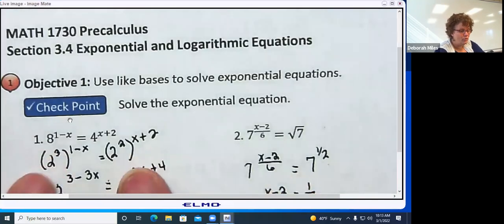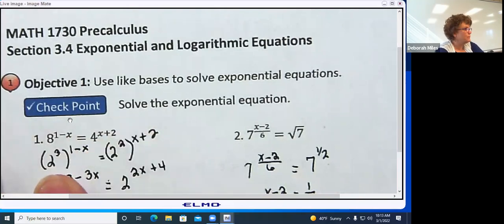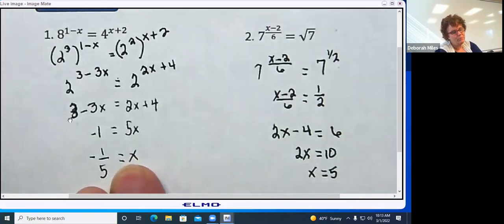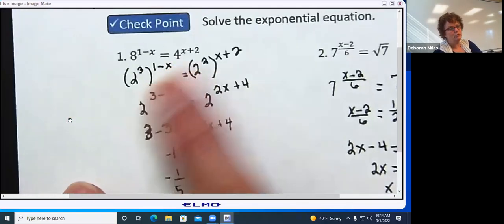I could have, on number 1, taken the natural log of both sides, brought the exponents out front, worked and worked and worked. But as soon as I came up with this fraction for an answer, I would have gone, oh, I didn't need to do it that way. It's okay, but that was the hard way to do it. Easiest way would have been to have written both sides as base 2.